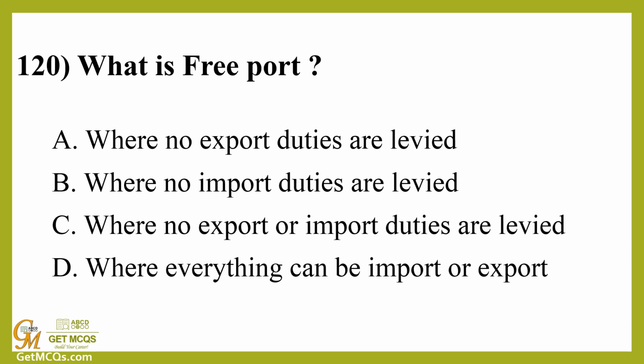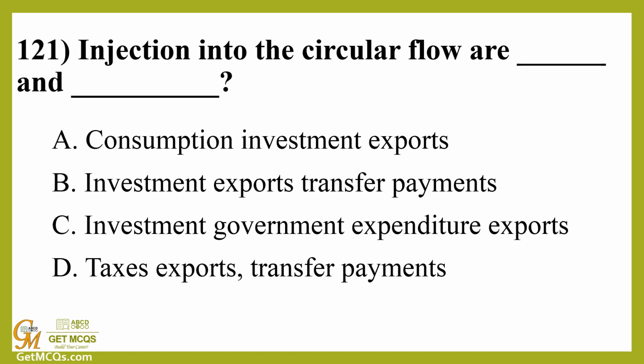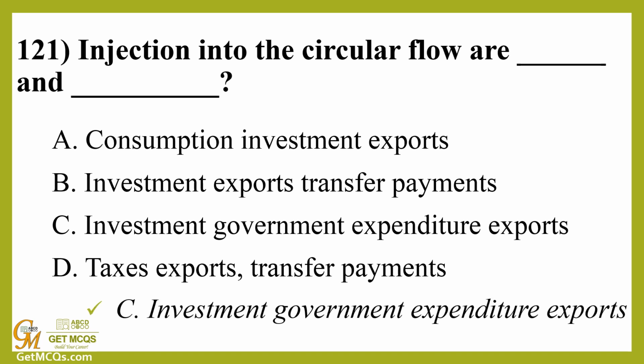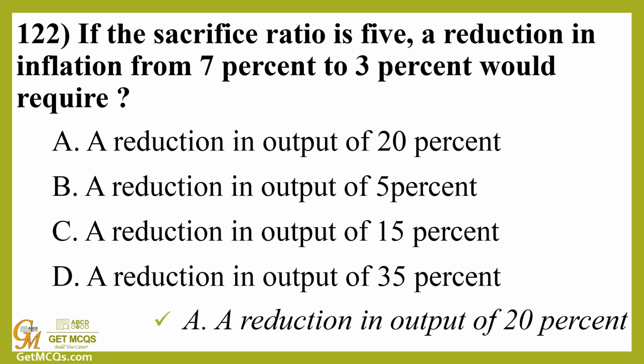120. What is a free port? C. Where no export or import duties are levied. 121. Injections into the circular flow are and. C. Investment, government expenditure, exports. 122. If the sacrifice ratio is 5, a reduction in inflation from 7% to 3% would require A. A reduction in output of 20%.